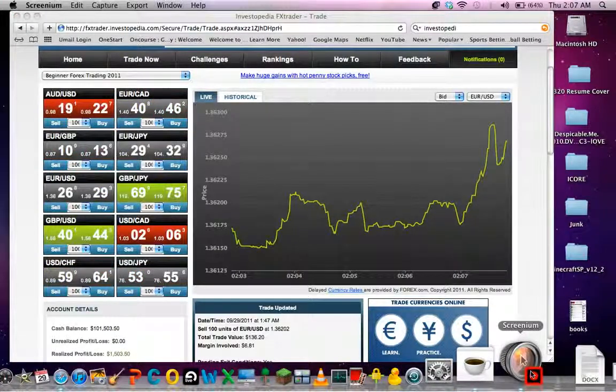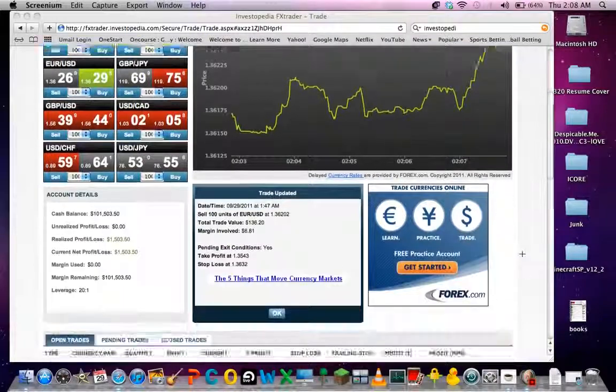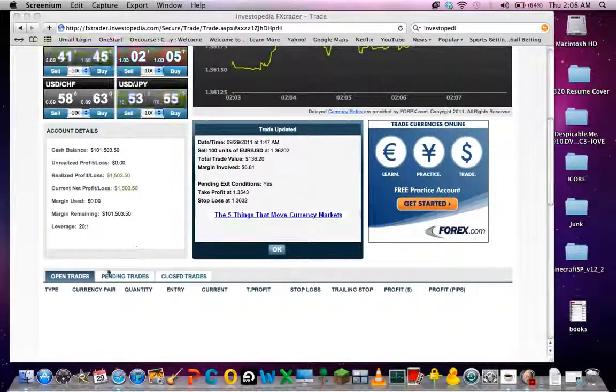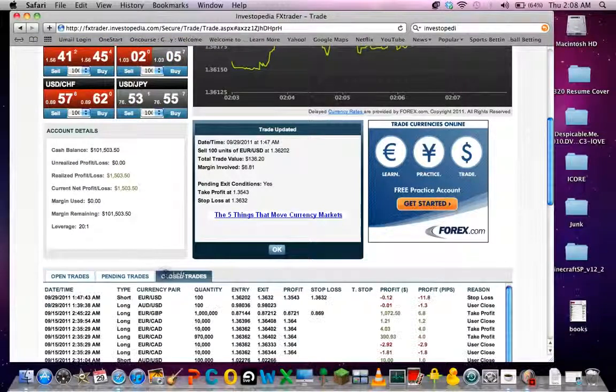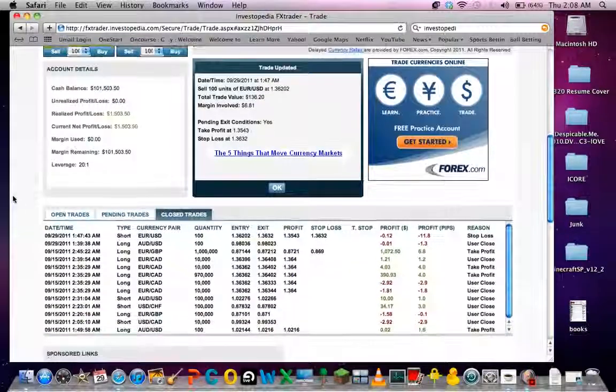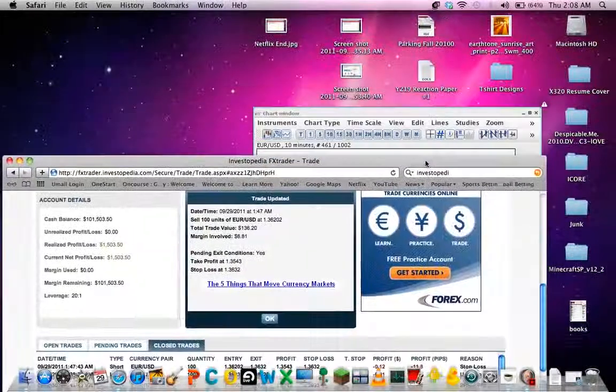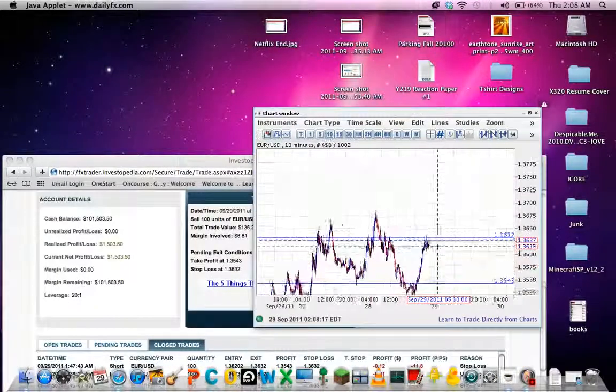So let's see how this trade is working out here. Oh, it hit something. So obviously let's see if you go to close trades. So it either hit our stop loss or it hit our take profit. So it looks like it hit our stop loss. So it started to trend up. Let's look at our bigger graph here. Yep, see, it's trended up a little bit.